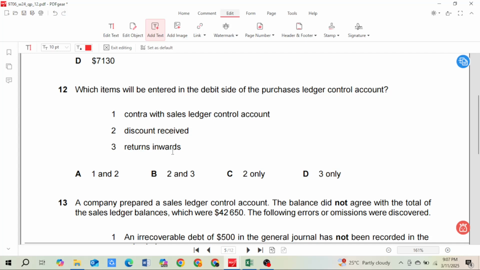And the return inward. Return inward is basically sales return, so we do not write it in the purchase ledger control account. This would be written in the sales ledger control account. So the correct option is only 1 and 2, which is A.